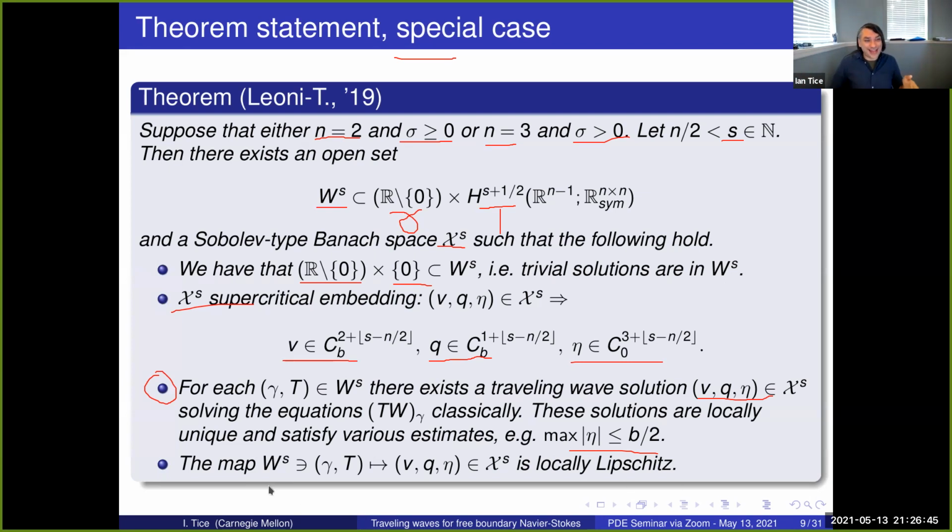Moreover, the map that takes a pair gamma, T and maps it to the solution pair V, Q, eta is going to be locally Lipschitz. So in other words, we have continuous dependence of our solutions, not only on the wave speed gamma, but also on the forcing T, or sorry, stress T.